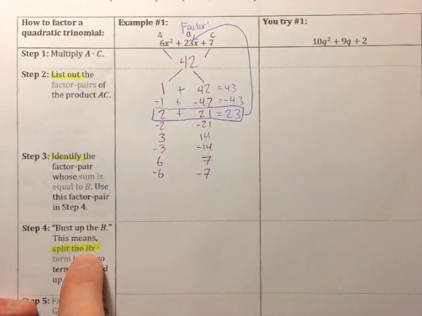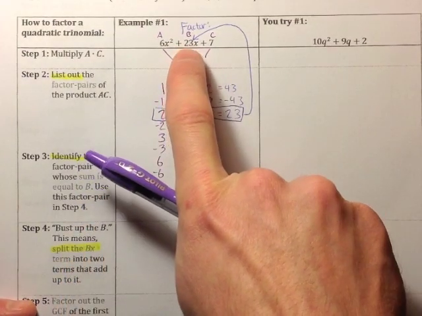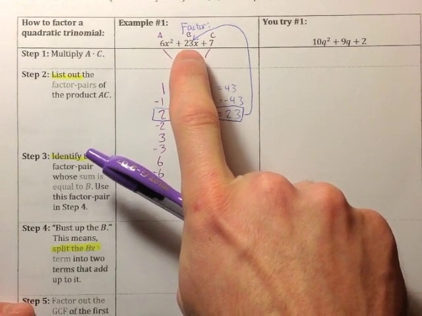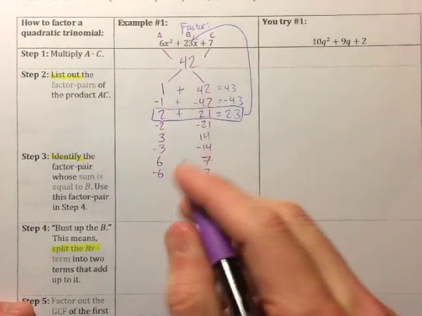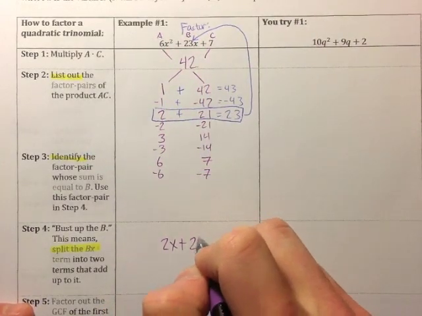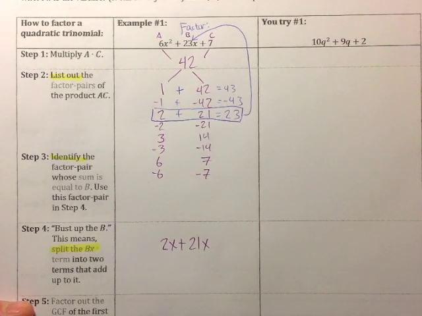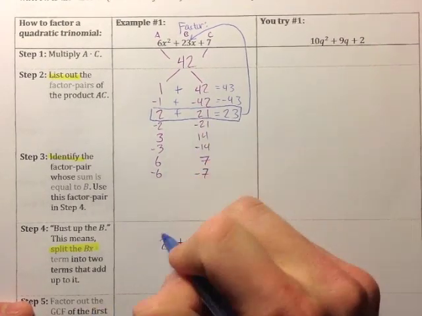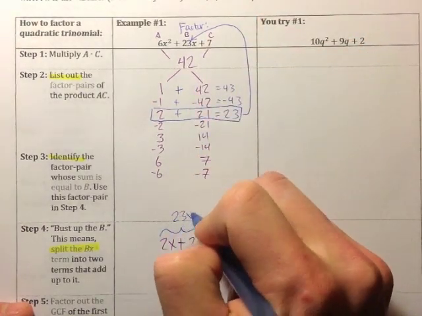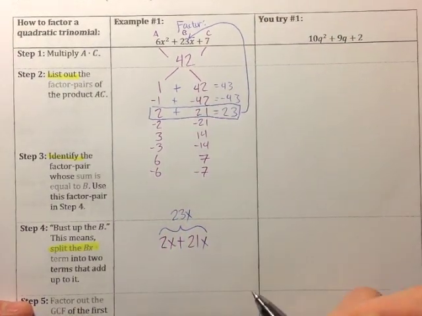b times x, that term is 23x. We are going to split it up into 2x plus 21x. Okay? 2x plus 21x is the same thing as 23x. Now we're going to keep everything else the same.